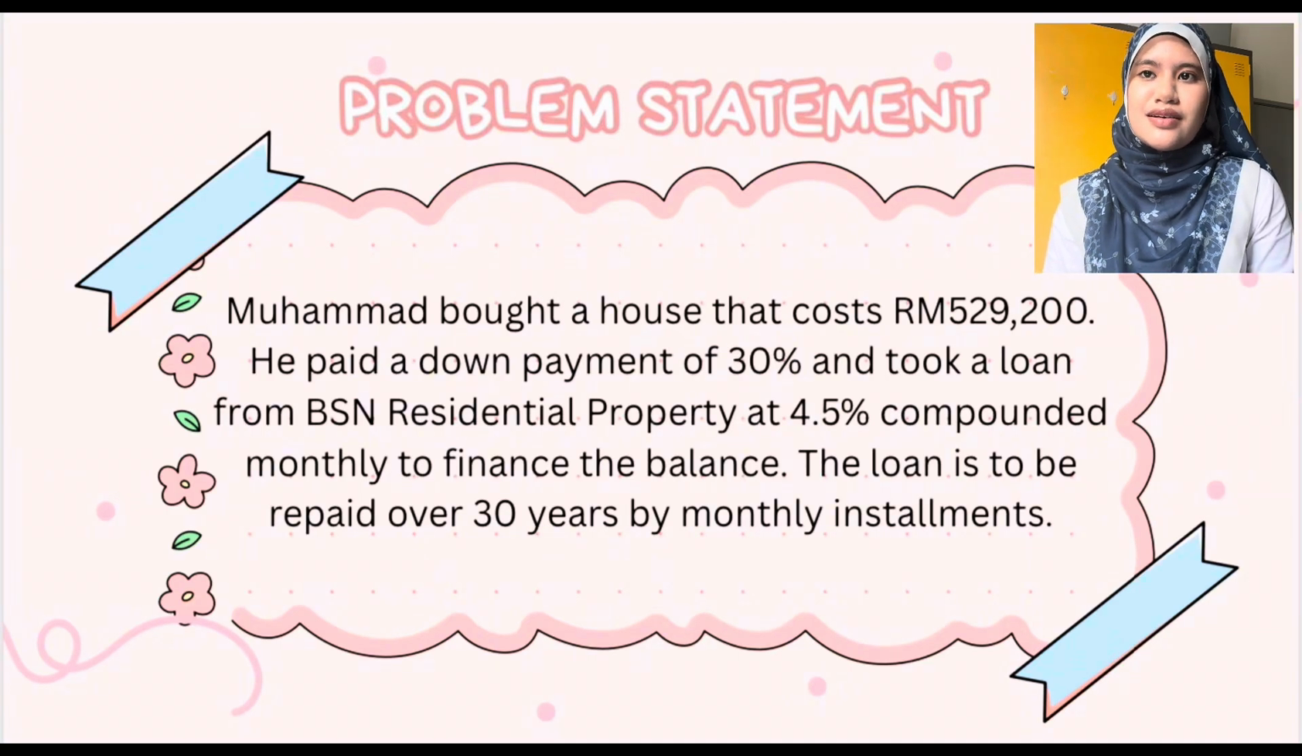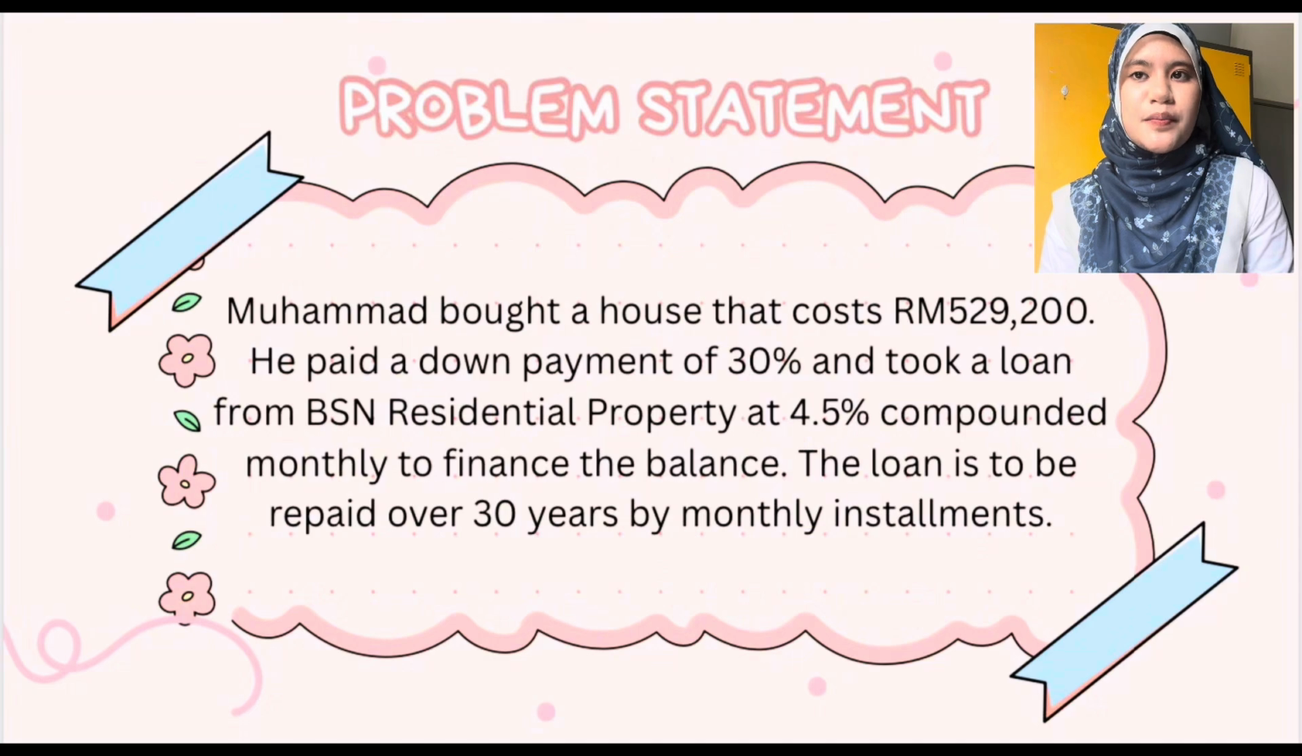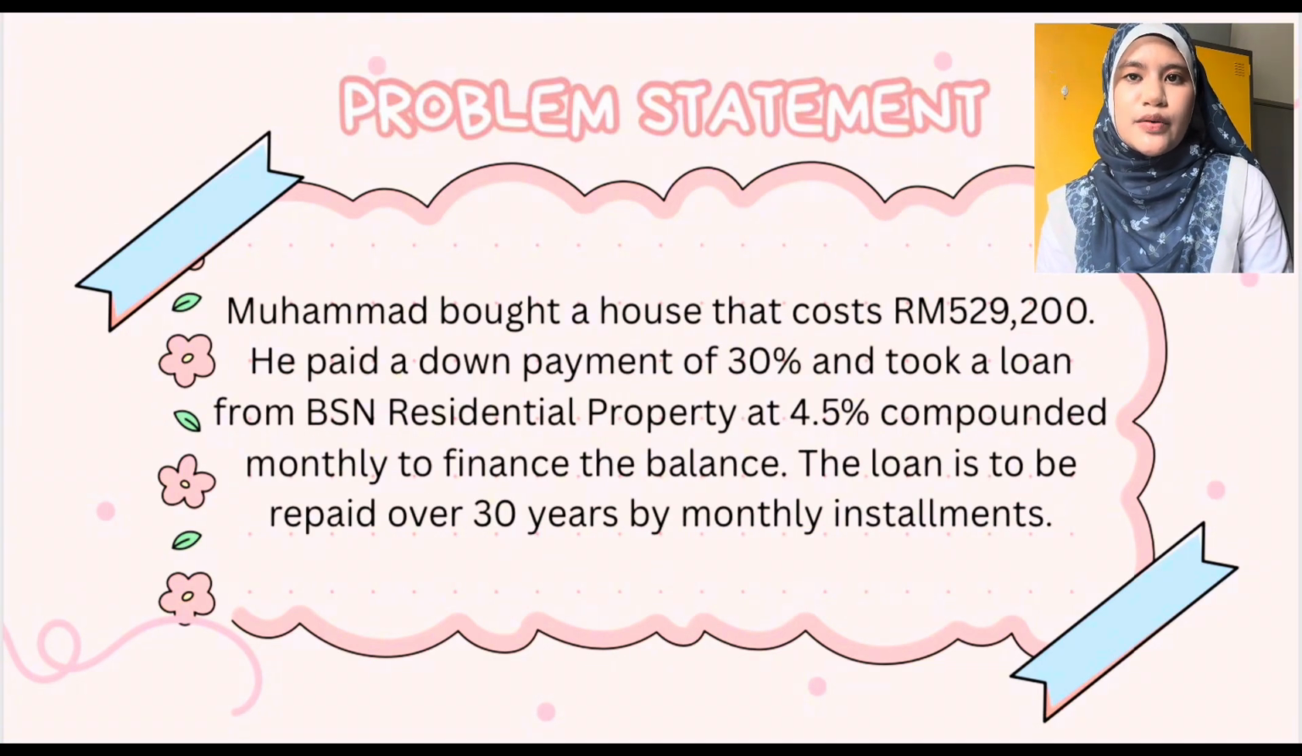Muhammad bought a house that cost RM529,200. He paid a down payment of 30% and took a loan from BSN Residential Property at 4.5% compounded monthly to finance the balance. The loan is to be repaid over 30 years by monthly installments.